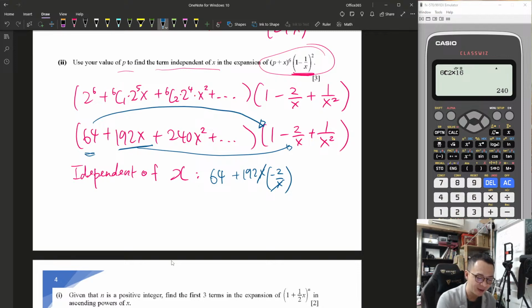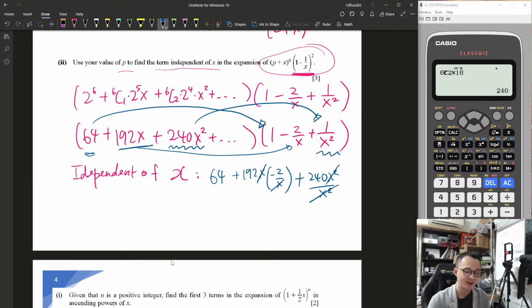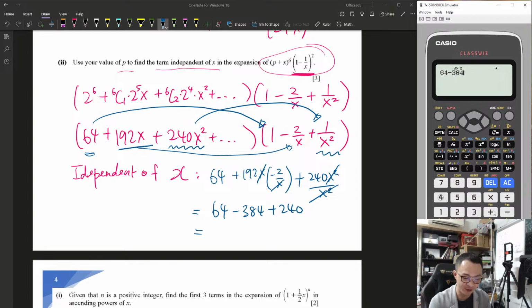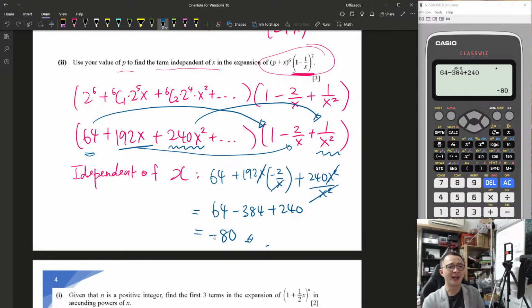Same logic. If today I have 120x squared, I will multiply with this one to get number only. So plus 240 x squared over x squared. Then I simplify. Of course, if I do myself, I will not write x squared over x squared, kind of stupid here. But at least it gives you some idea. So this one should be 384 plus 240. So 64 minus 384 plus 240, then you get negative 80. So this is how you get the 3 marks, by understanding independent of x and by understanding how to expand your bracket.